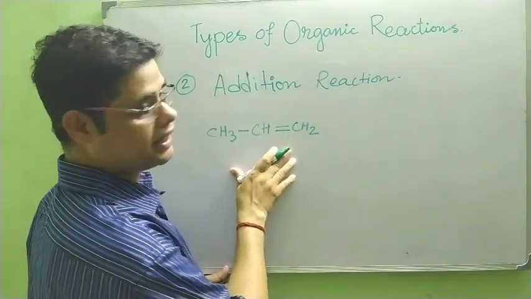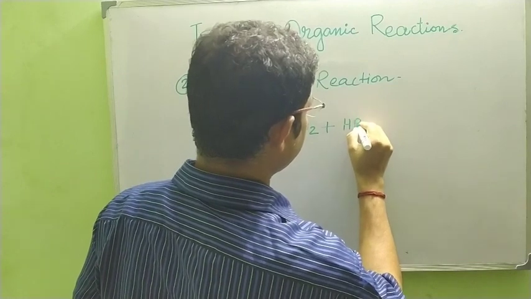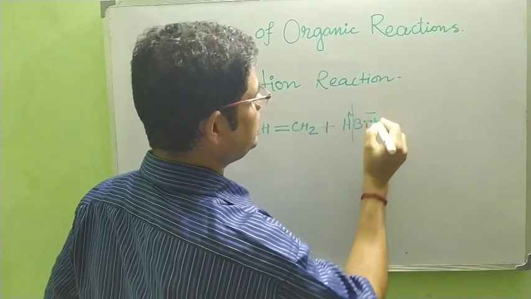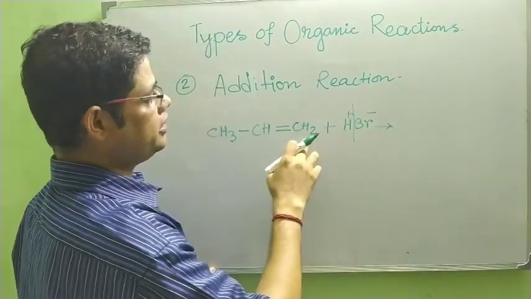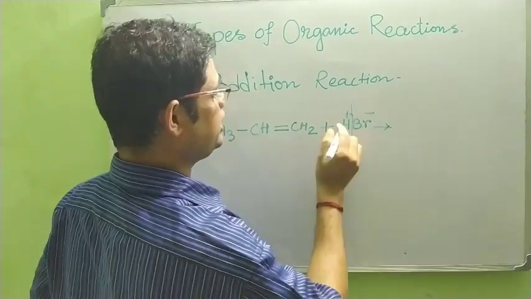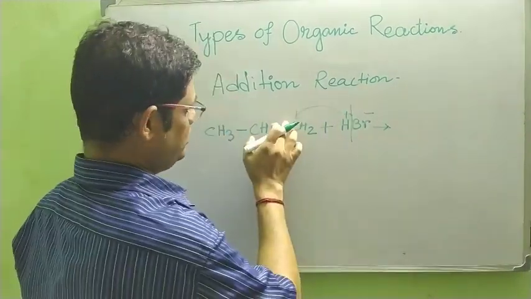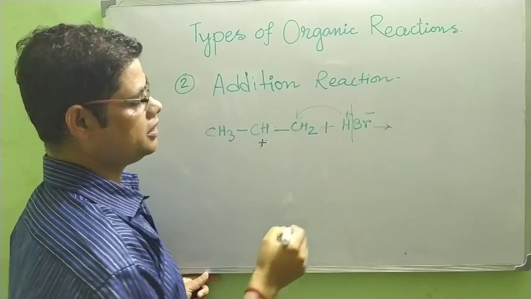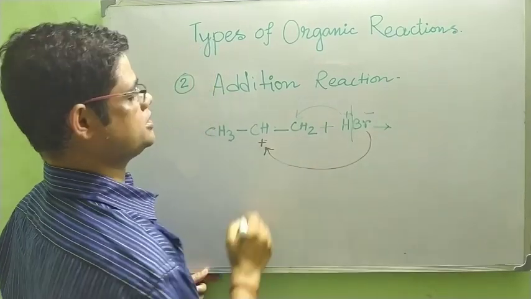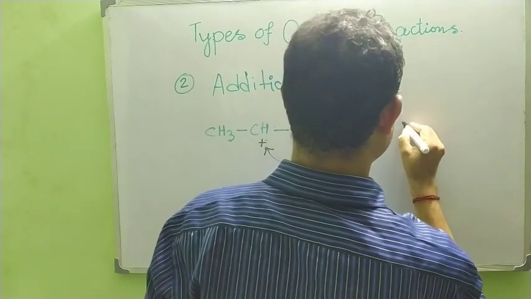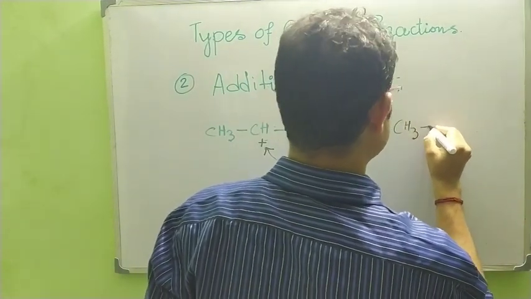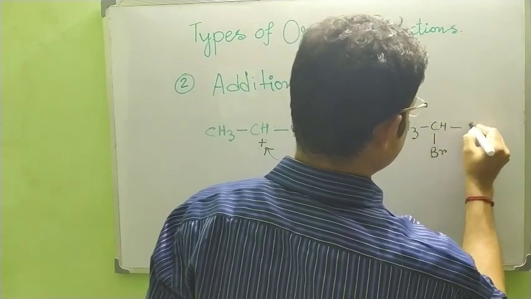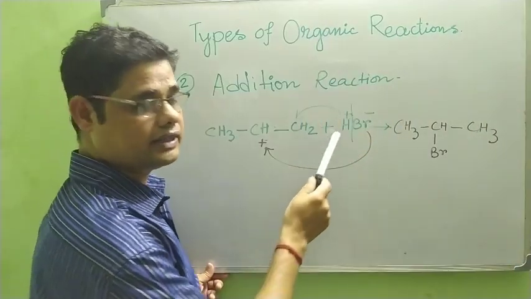I have taken this alkene, reacts with HBr, hydrogen bromide. HBr gives H plus, Br minus. It attacks the electron rich position of this molecule. Here H plus attacks in this position. Then this pi bond breaks. Here a carbocation is produced. So Br minus attacks in this position. Here we get CH3, CH, Br, CH3.